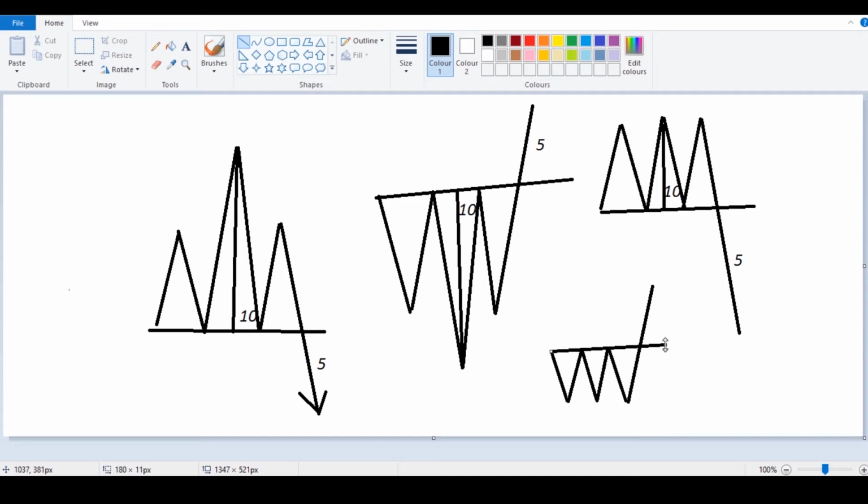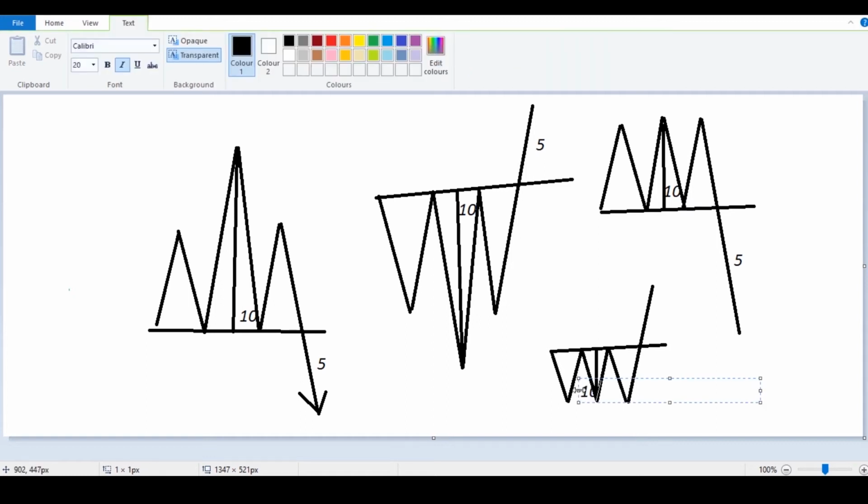So again, from the neckline to the center head, to the tip of the center head, that is how much it'll break out by. So if that is 10, then when we break out, we are going to aim for 5, or whatever your analysis tells you.